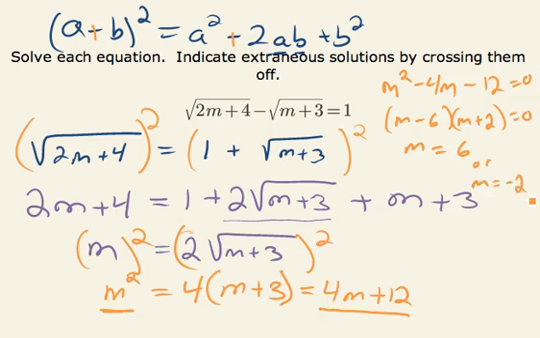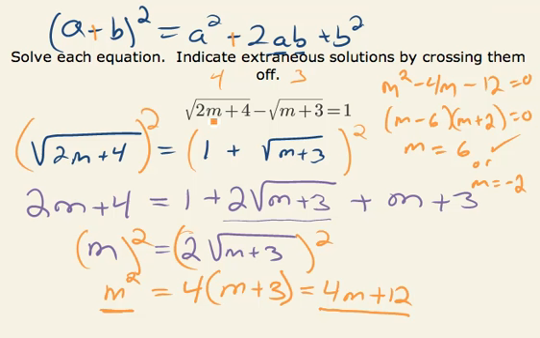Now we have to check whether or not those are extraneous, so we'll do that real quick because I'm about to run out of time. But if I plug in a 6, I get 12 plus 4, 16. Square root of 16 is 4. And if I plug in a 6 here, I get 6 plus 3, 9. Square root of 9 is 3. 4 minus 3 is indeed 1, so m equals 6 works.